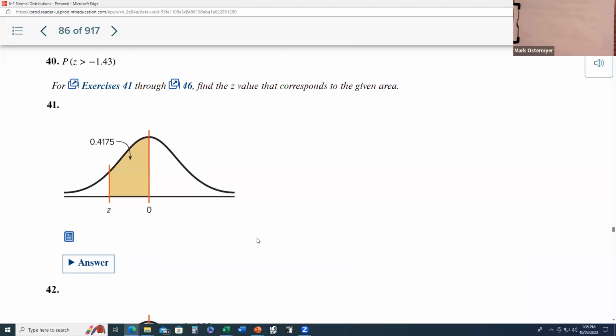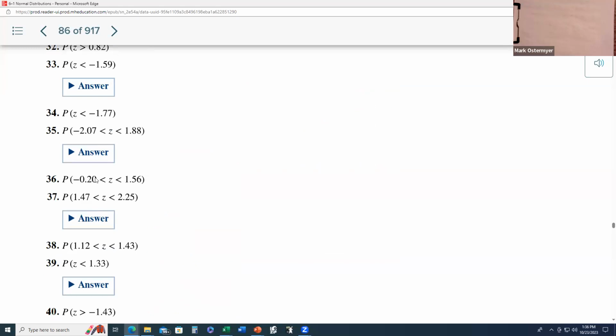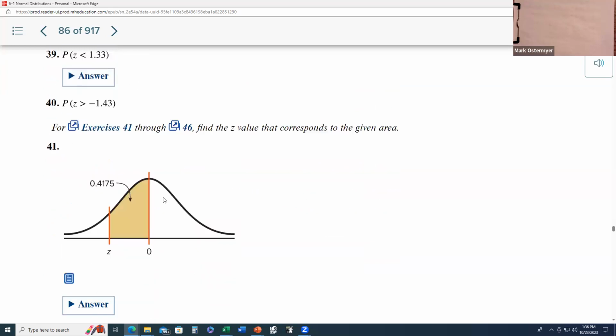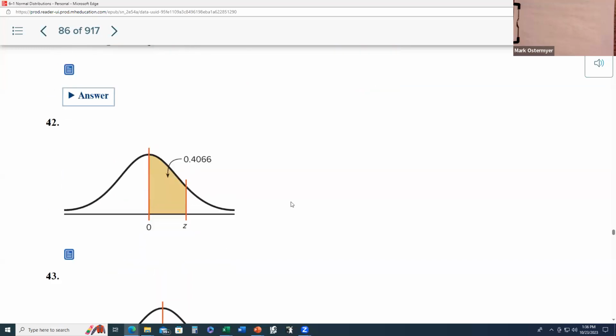So the normal CDF function does not work for problems like this. It works for problems like 36 and 37, whereby we're given the z values on the horizontal axis and we're being asked to find the area within that interval. That's the normal CDF function. But when we're given the area, but not given the z value or z values, we have to use the inverse norm function. So there's a night and day difference between what's going on here.